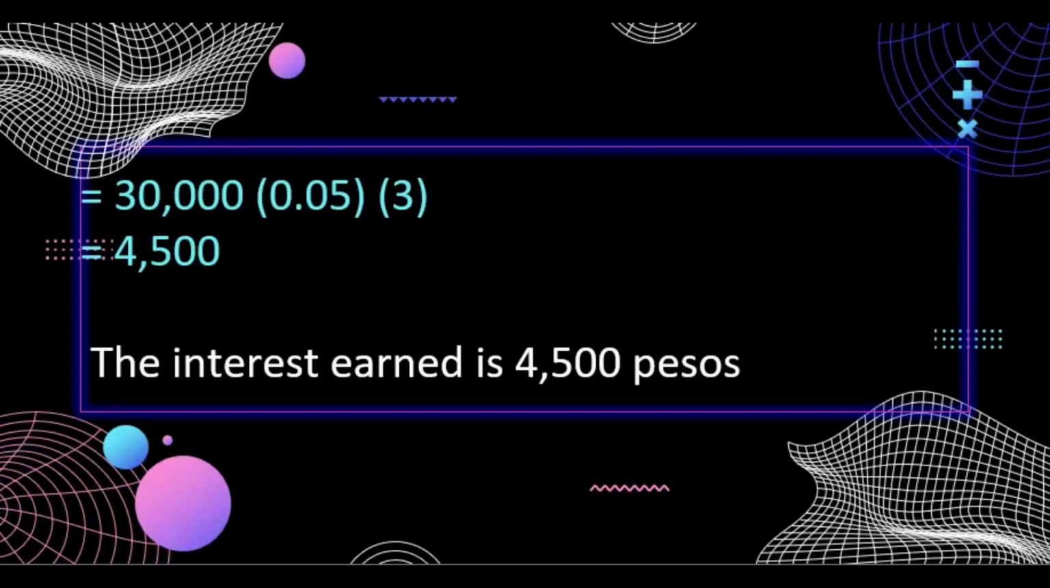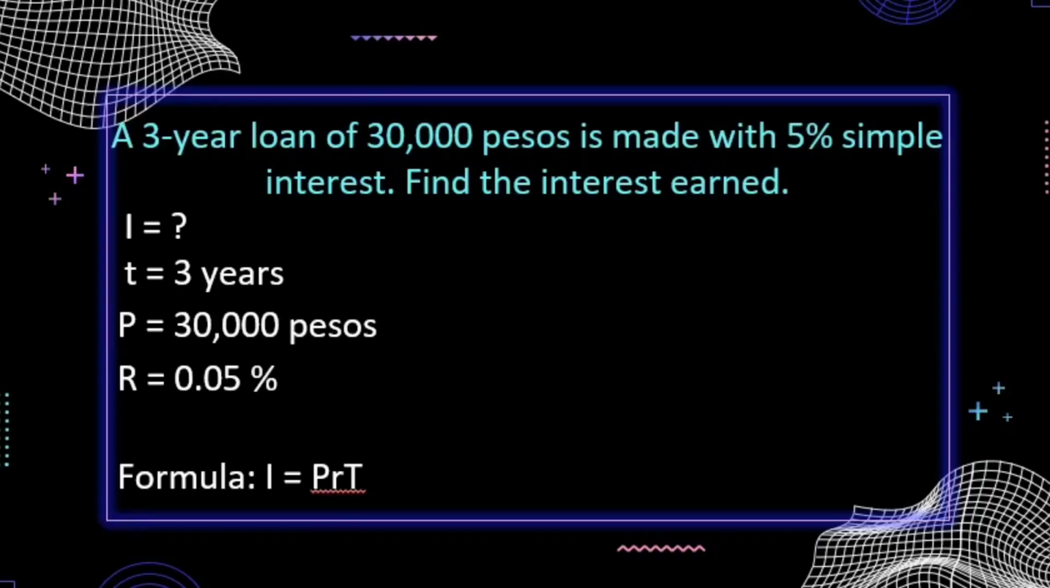For us to determine the decimal amount, or how we can change 5% into decimal form, we must divide it by 100. We can write it as R equals 0.05. Now we can apply the formula we need.